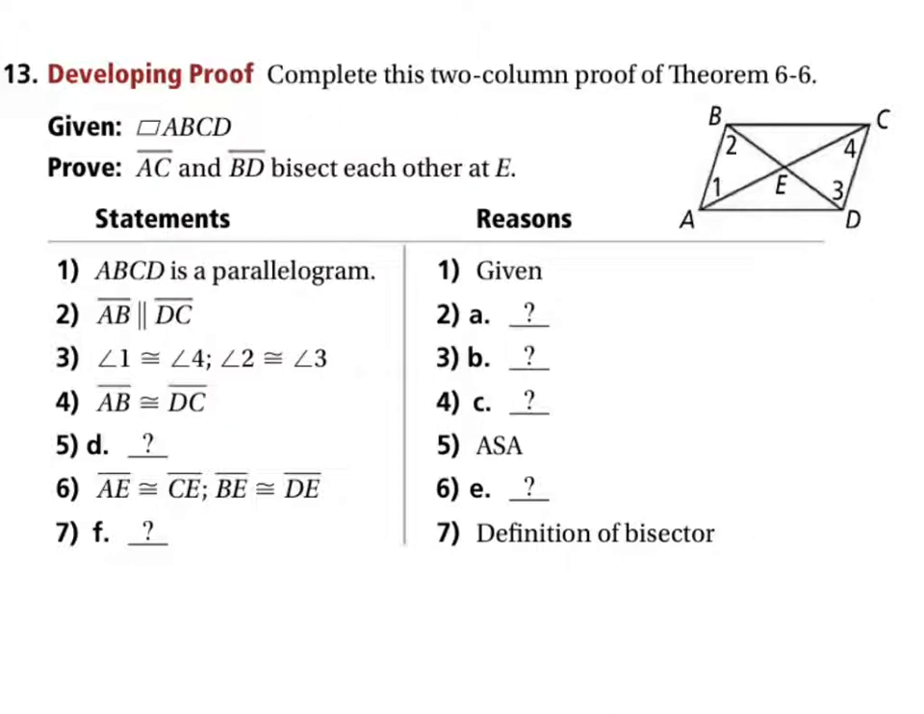Okay. 1, ABCD is a parallelogram. It's given. And 2, then we know that AB is parallel to DC. Well, this is the definition of a parallelogram.